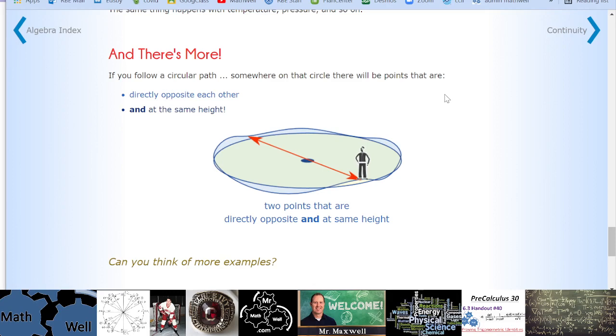So maybe when you're bored this weekend, you can walk around in circles and see if you can find a point on the other side of the circle that's exactly the same height and prove this theorem to be true. Wouldn't that be fun? Lots of snow on the ground, so maybe that would be a fun activity.